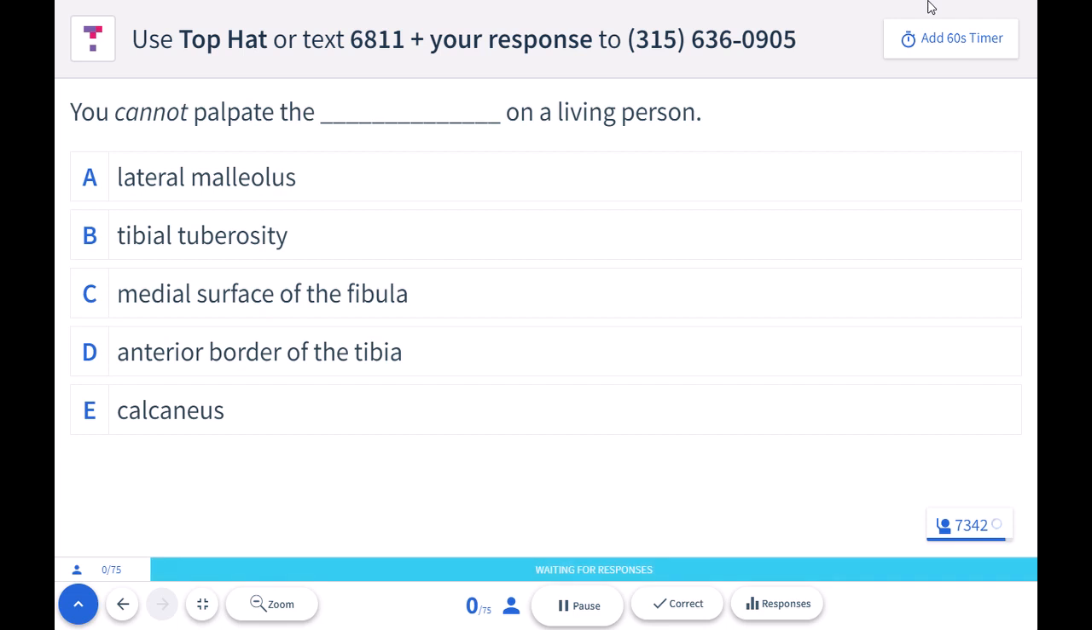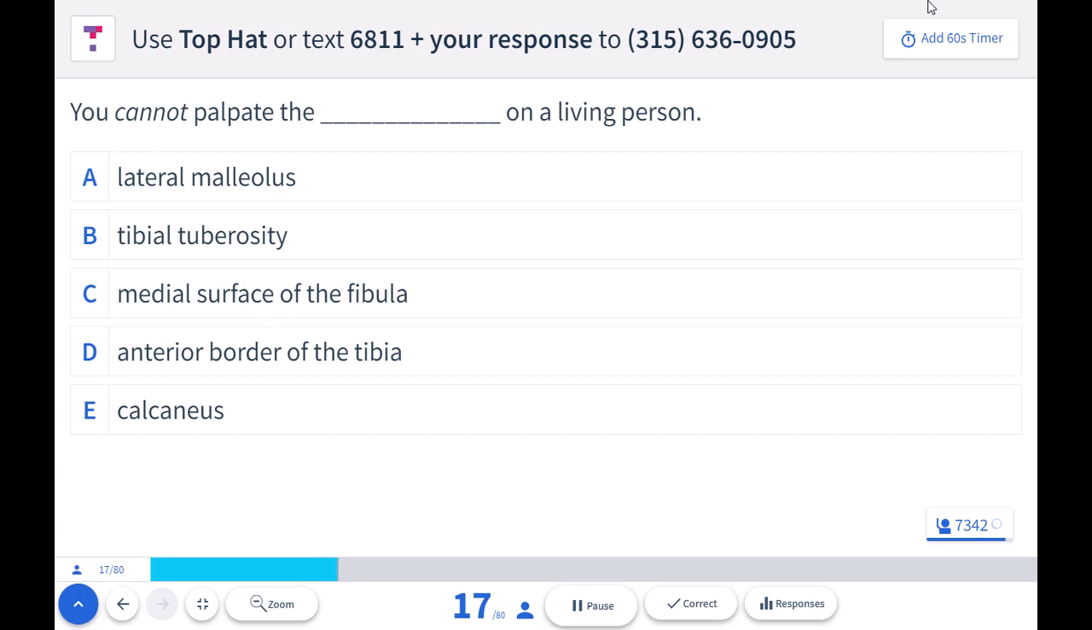So if you were paying attention during lecture and you were able to connect the dots, palpating is feeling. And then let's look at these bones. What can we not feel on a living person? We have the lateral malleolus. That lateral malleolus is also known as that bump on the outside of your ankle. You can feel that, no problem. When we look at the tibial tuberosity, that is going to be the anterior bump on the tibia directly distal to the kneecap. You can palpate the tibial tuberosity.